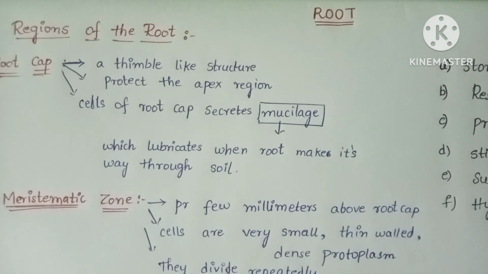This video can help you learn the chapter morphology of flowering plants, which is very important and very easy for aspirants. The first and basic topic is root, so I'll commence with that. The root has four regions: root cap, meristematic zone, elongation zone, and maturation zone.